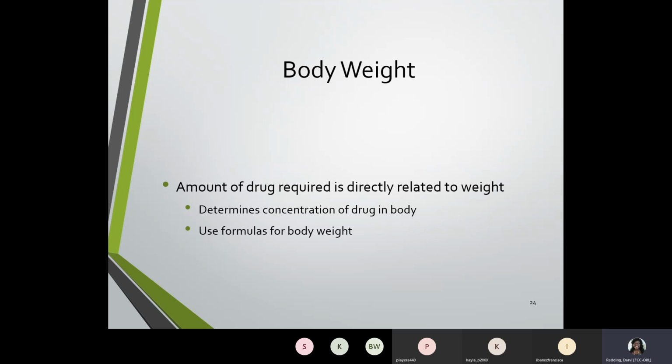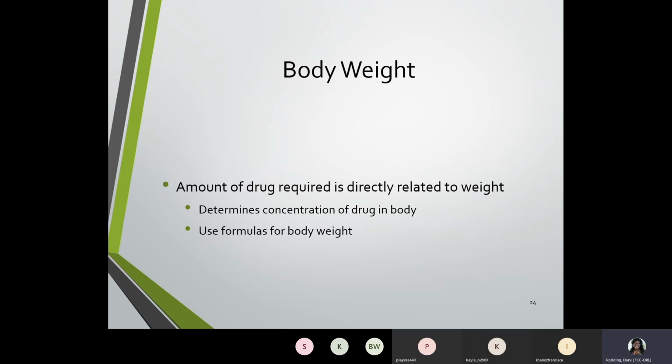So now that we've talked about the drug interactions, we're next going to talk about the body weight and the amount of drug that's required. The amount of drug that's required is sometimes directly related to the weight of the patient. And so the body weight of the patient determines the concentration of the drug in that patient's body. And this could be for anyone, whether it's pediatric, adult, or geriatric. There are also formulas for body weight.